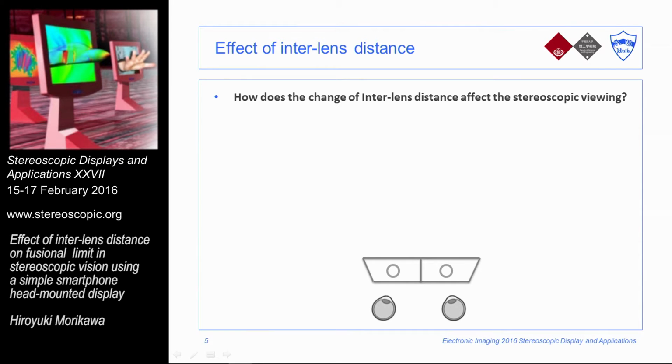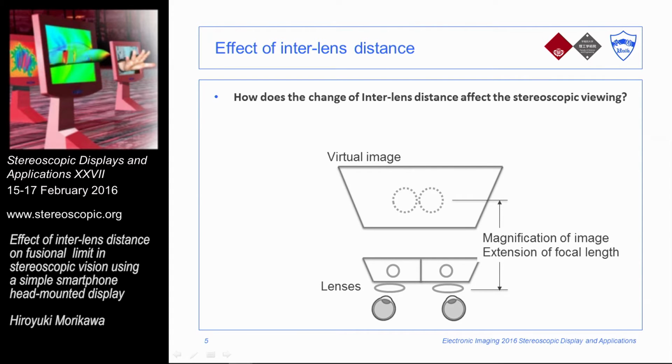I'd like to explain how the change of interlens distance affects stereoscopic viewing. The display of a smartphone is placed near the eyes. Thus, it is difficult to focus on the display because the focal length is too short. Therefore, a lens is used to magnify the display and extend the focal length. The image of the display is observed as a virtual image. The stereoscopic image is represented by viewing the virtual image with both left and right eyes.